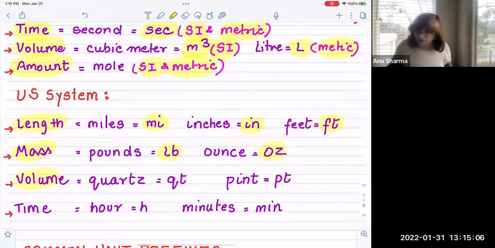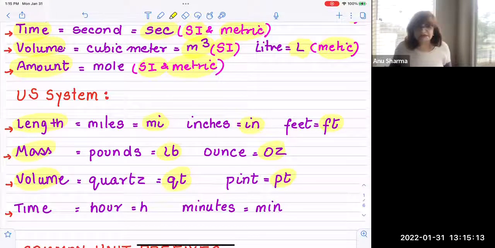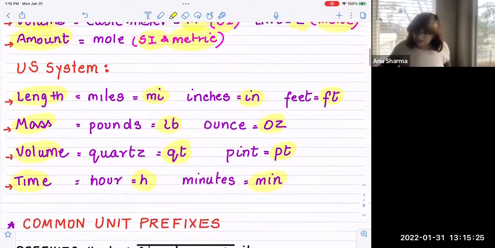For volume, we use quarts and pints. So for quarts, we write QT, and for pints, we write PT. For time, we use hours, and we also use minutes, okay? So that's the US system.